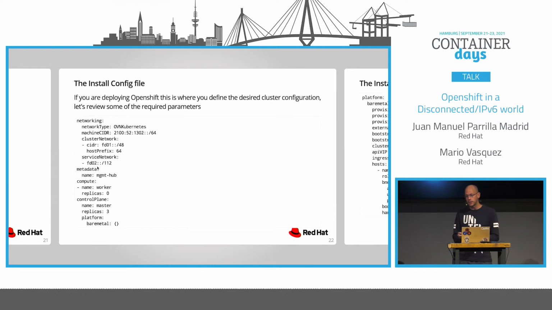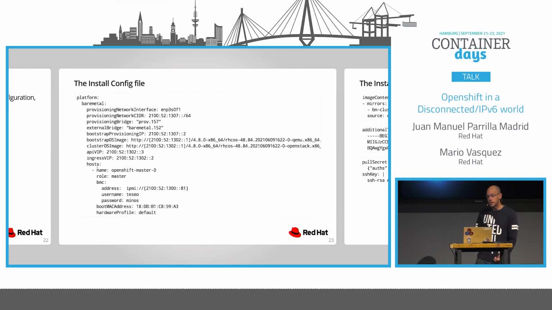And the control plane, in this case, is three replicas because the deployment will be based on 3 nodes. If we want to deploy SNO, I don't think that it's supported already, but it will be. And the replicas should be set to 1.